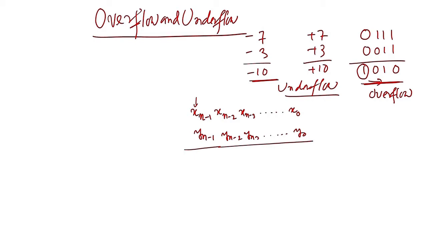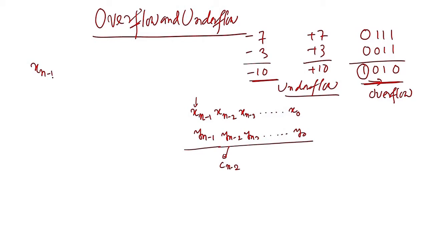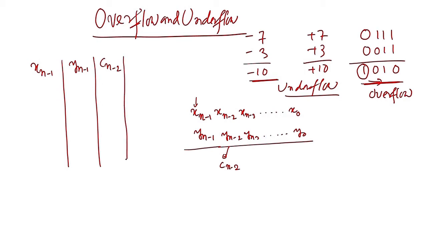When there will be overflow, what if there is any carry out bit from this position? That is the carry C n minus 2 position. And then there will be a change here, as you can see, here it was a change. Therefore, to identify whether there is overflow or underflow, we need 3 bits. One is x n, we need another, y n, and then we need the value of C n minus 2, if there is any carry out bit.